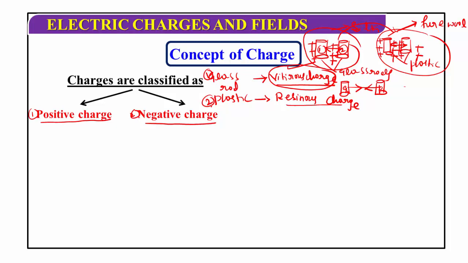But here, positive and negative charges, what exactly do we say? The body which loses the electron, that is called positively charged body. The body which gains the electrons, that is called negatively charged body. I repeat this, a body which loses the electron, that is called positively charged body. The body which gains the electrons, that is called negatively charged body.